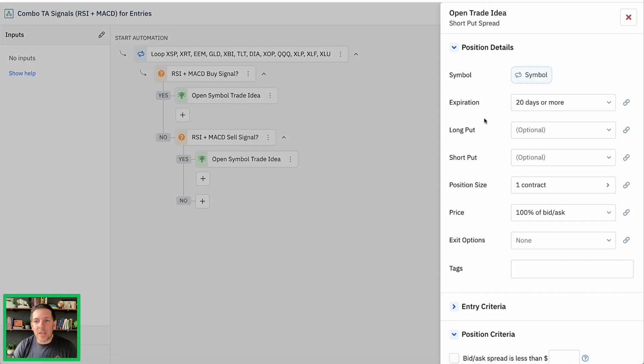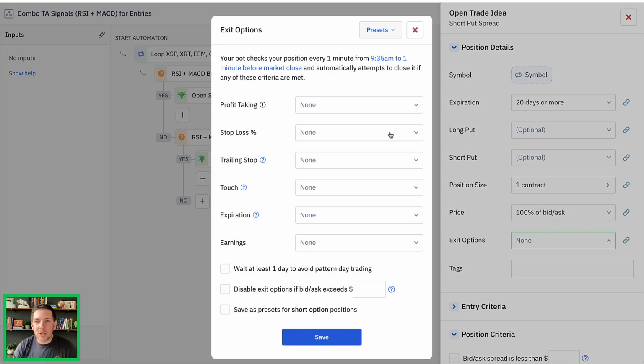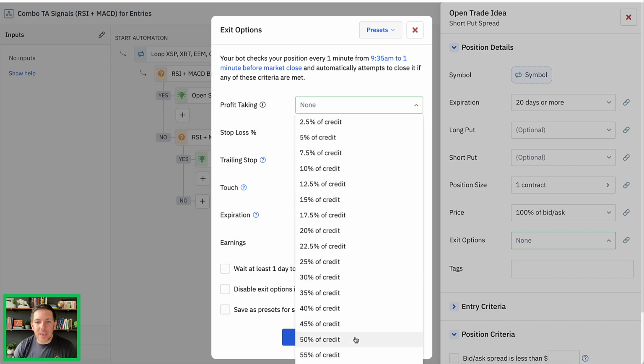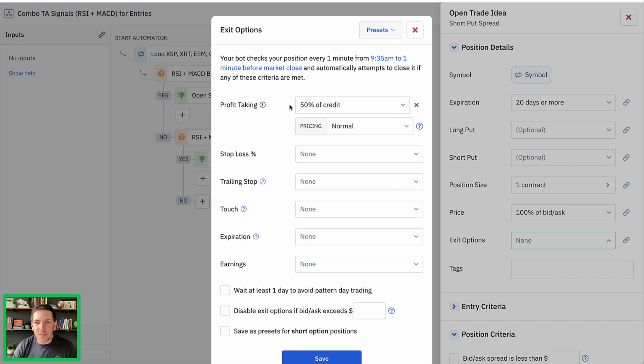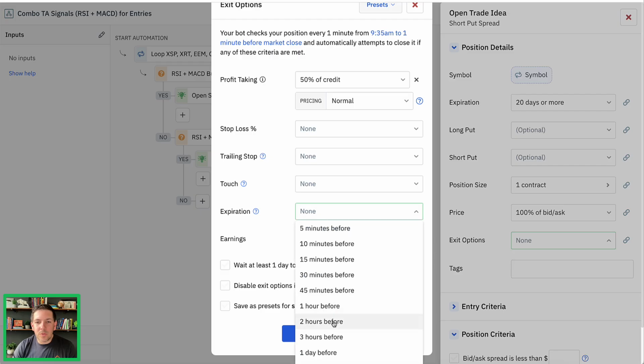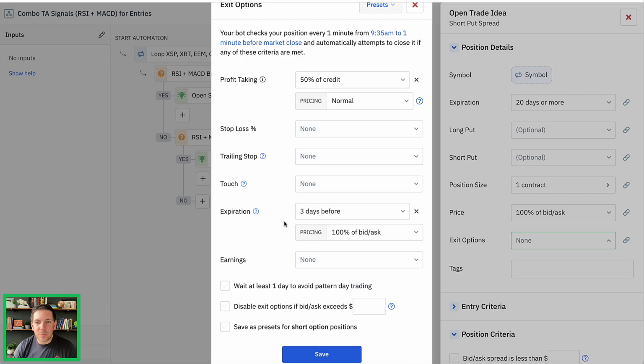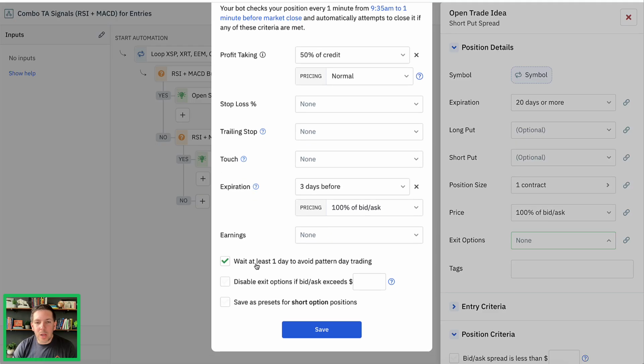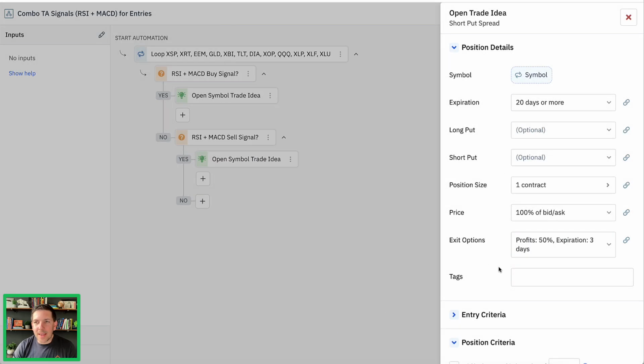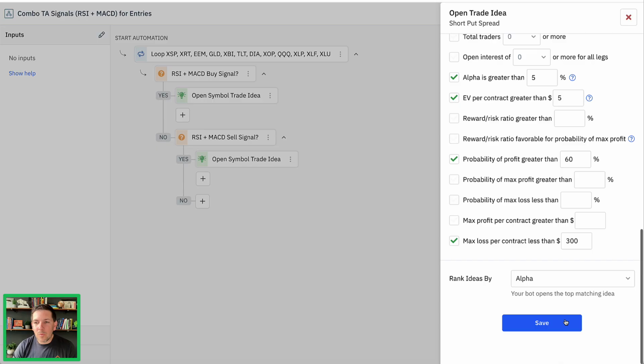Now this is really cool because now you have this full system set up. You can also go in here and preset your exits on any of these trades. So let's say you have this one here, which is your bullish position. I can preset my profit taking using exit options to 50% of the credit, or I can remove the position, let's say 3 days before expiration, and I can wait a day to avoid being tagged as a pattern day trader. So now I've set that as my exit criteria. We'll go down here and save.